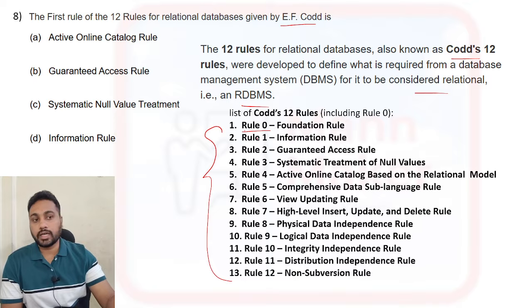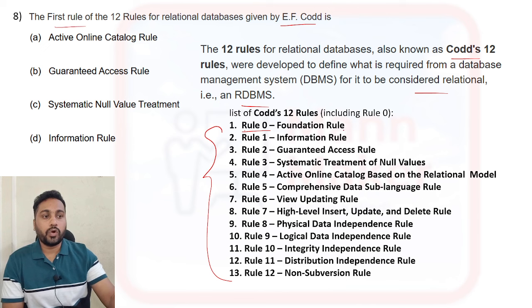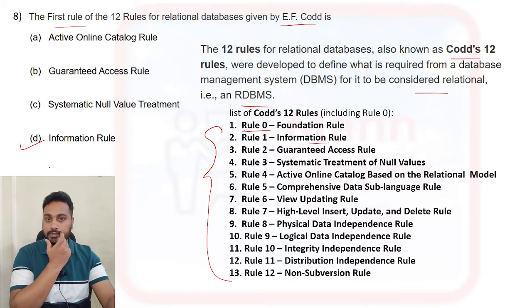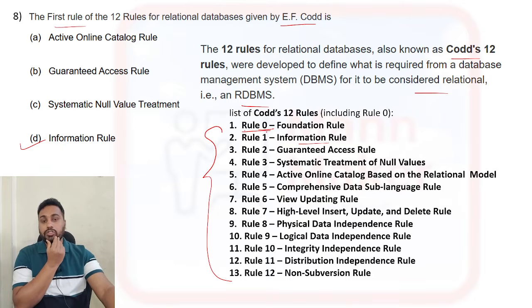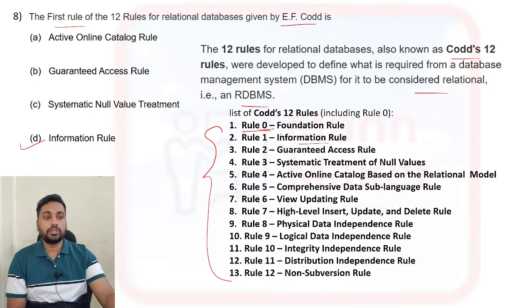Whenever this kind of question comes, people will tick mark a, because here they have asked for the first rule, so they will think the first rule is the foundation rule. But this is rule 0, not the first rule. The first rule is the information rule. So from here option D is the right answer. Just keep this in mind. This is rule 0, not rule 1. Rule 0 is the foundation rule and rule 1 is the information rule.